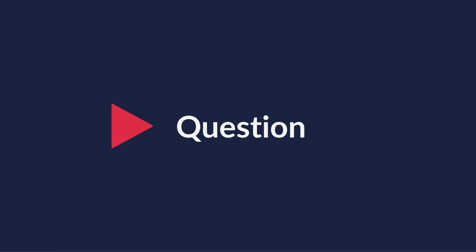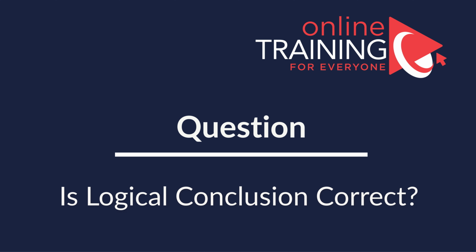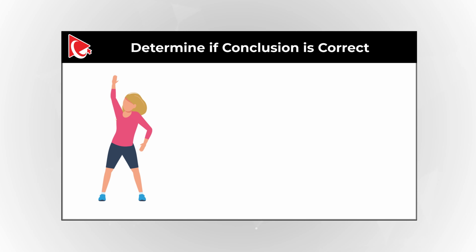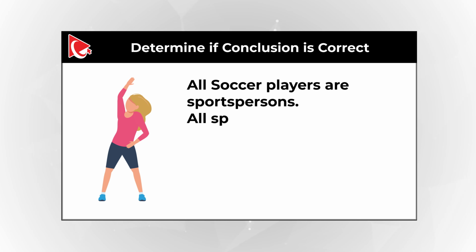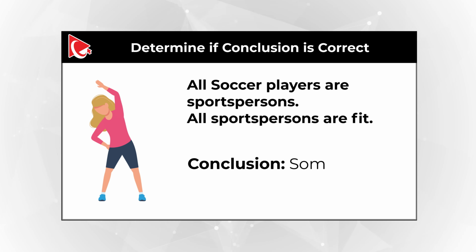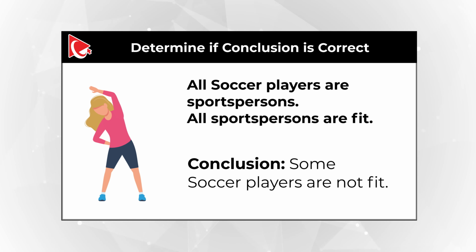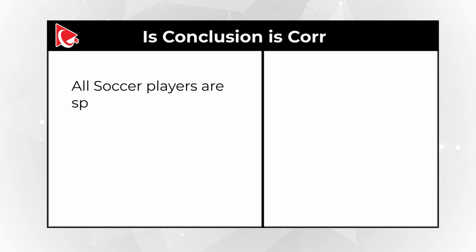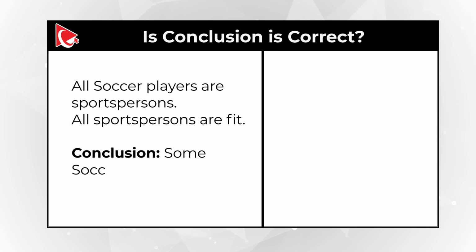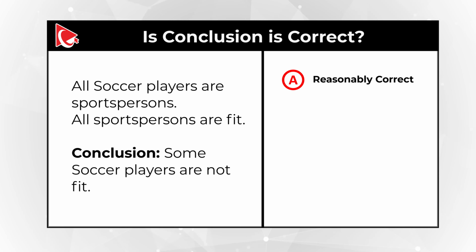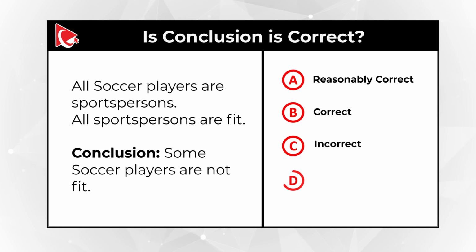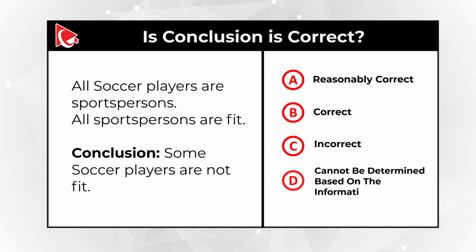Here is a frequently used question to test how logical you are. You need to determine if the conclusion is correct based on the statements. Let's look at the statements. All soccer players are sports persons, and all sports persons are fit. Conclusion: some soccer players are not fit, and you need to determine if this particular conclusion is correct. You have 4 different choices. Choice A, it's reasonably correct. Choice B, it is correct. Choice C, it's incorrect. And choice D, it cannot be determined based on the information available.